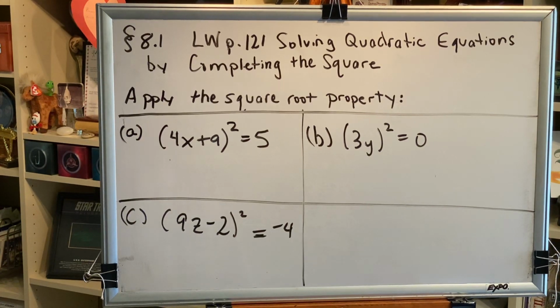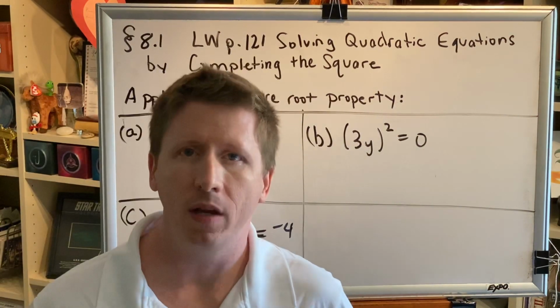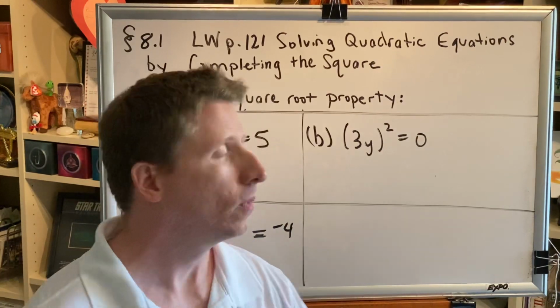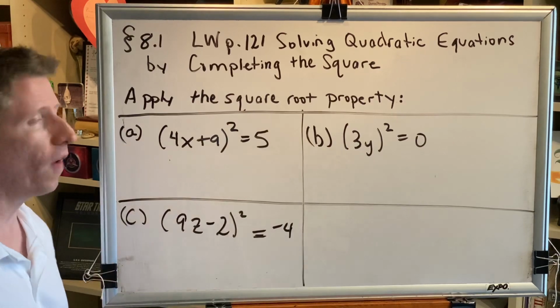We continue learning workbook page 191 with a couple of problems. The first problem asks us to apply the square root property, and we're given three equations. Let's start with the first one: 4x plus 9 in parentheses squared equals 5.